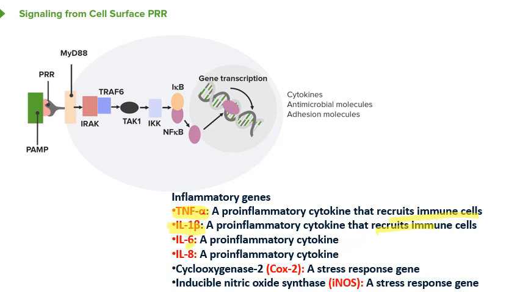Okay, then you have these two guys, interleukin-6 and interleukin-8. Those are the very important inflammatory genes that get upregulated because of that NF-kappa B. Okay. Besides that, you also have cyclooxygenase 2, also known as COX-2. And this is a stress response gene that gets activated.